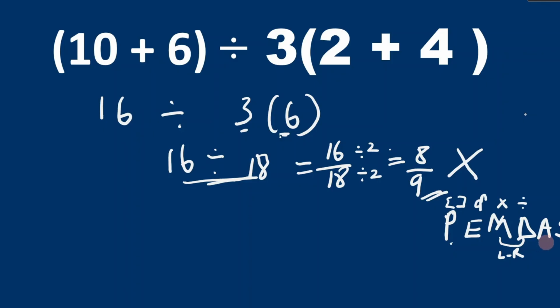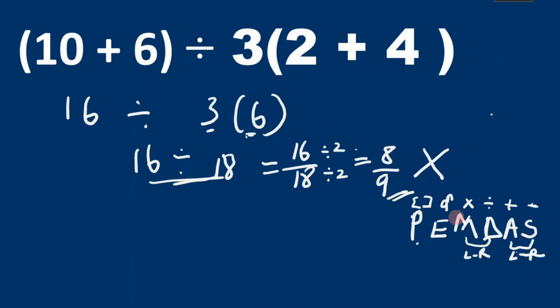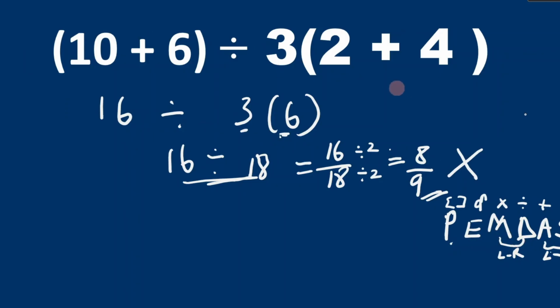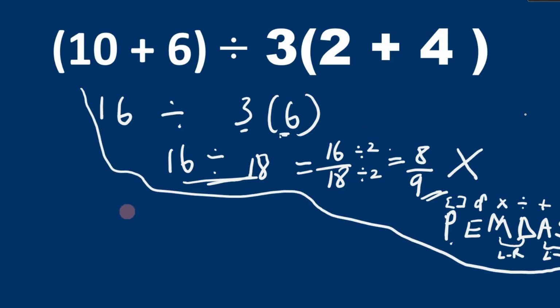The same thing is applicable to addition and subtraction. Addition and subtraction are also in the same hierarchy, which means you have to solve from left to right. So having this in mind, we will use this order of operation to solve our question. Here we have a bracket, that's a parenthesis, so we solve the bracket first. If we solve the bracket first, we have 16 divided by 3.